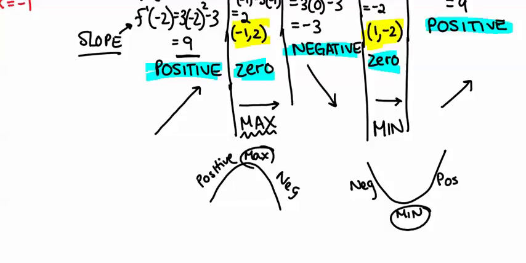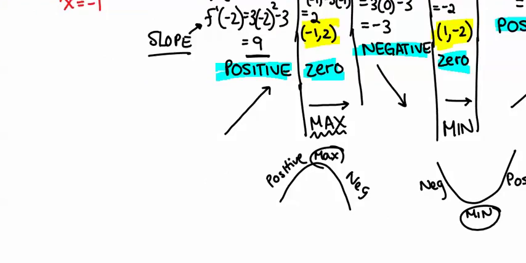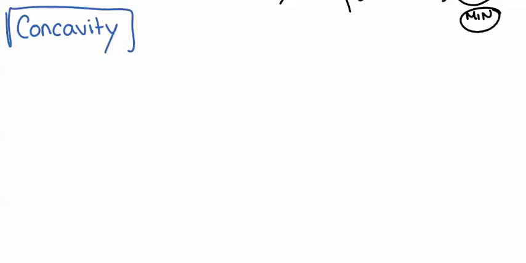Minimum, maximum. Okay, cool. So the first derivative just helped us figure out max, mins, what our graph's doing. Okay, there's some more information that we can collect, like a never-ending amount of information. So the other piece of information is something called concavity. This is important, concavity.